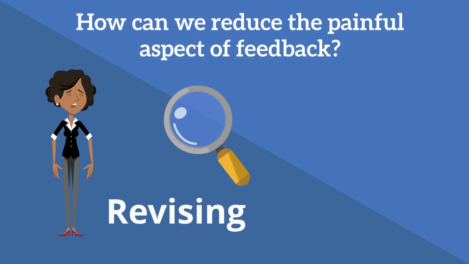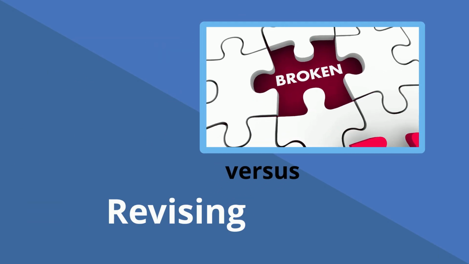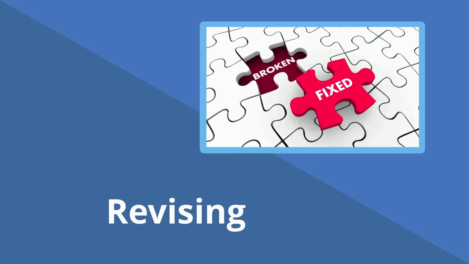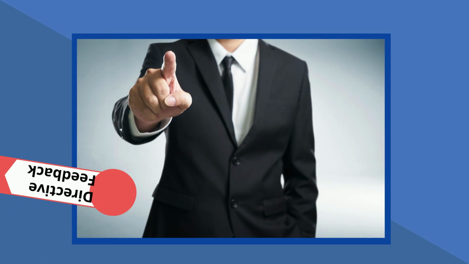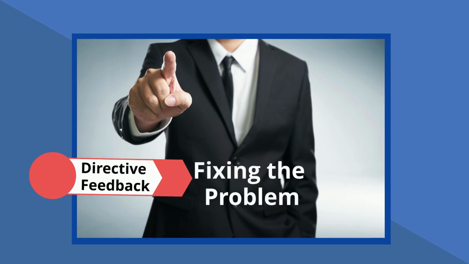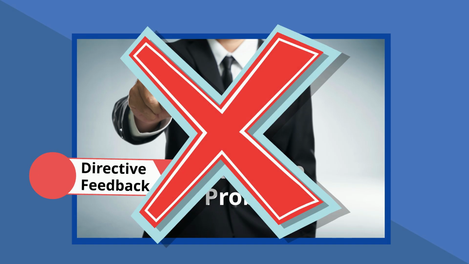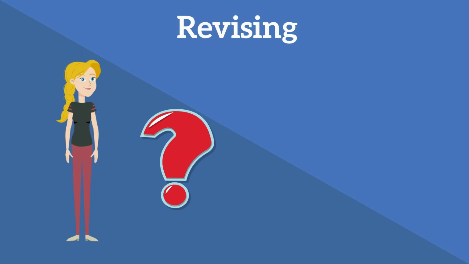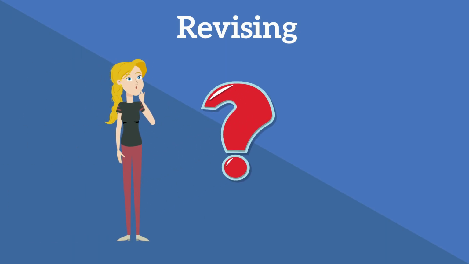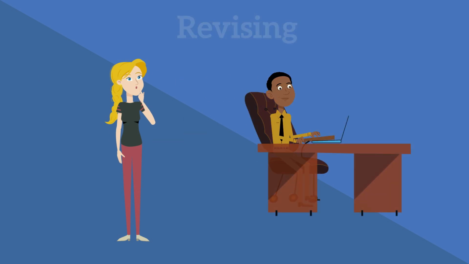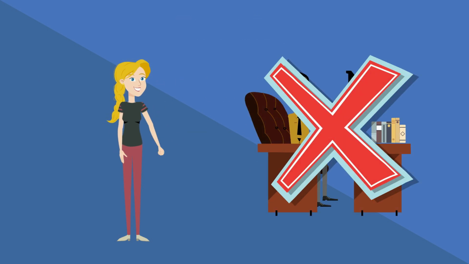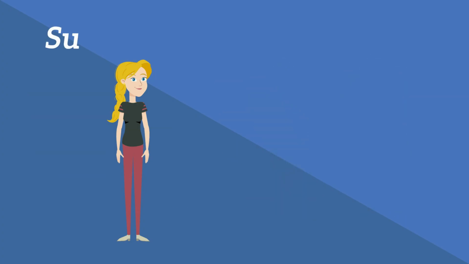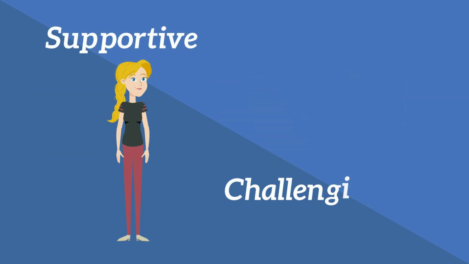We can focus on revising rather than fixing behavior. Directive feedback focuses on fixing the problem and is perceived as telling someone what to do. Revising, however, focuses more on asking questions that require a student to rethink rather than just retype, and tries to present it in a supportive but challenging way that reduces triggering a painful sensation.